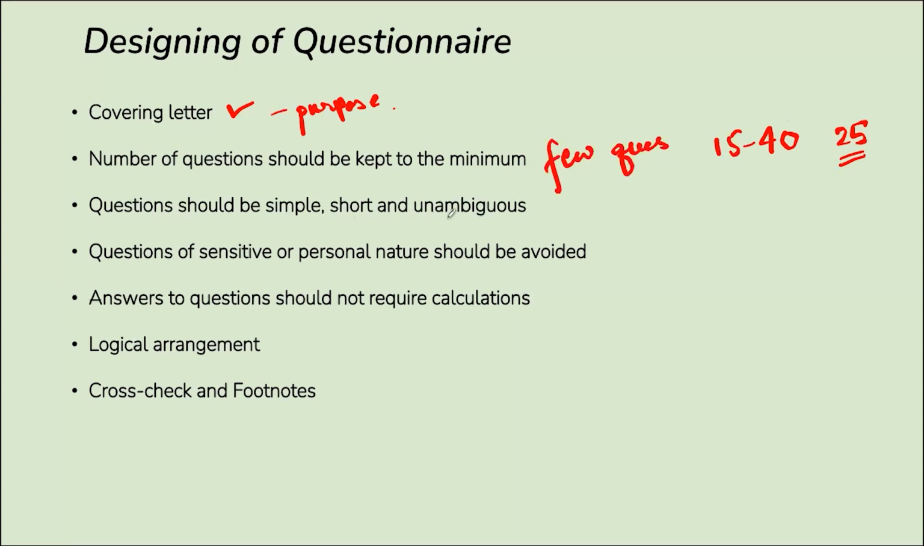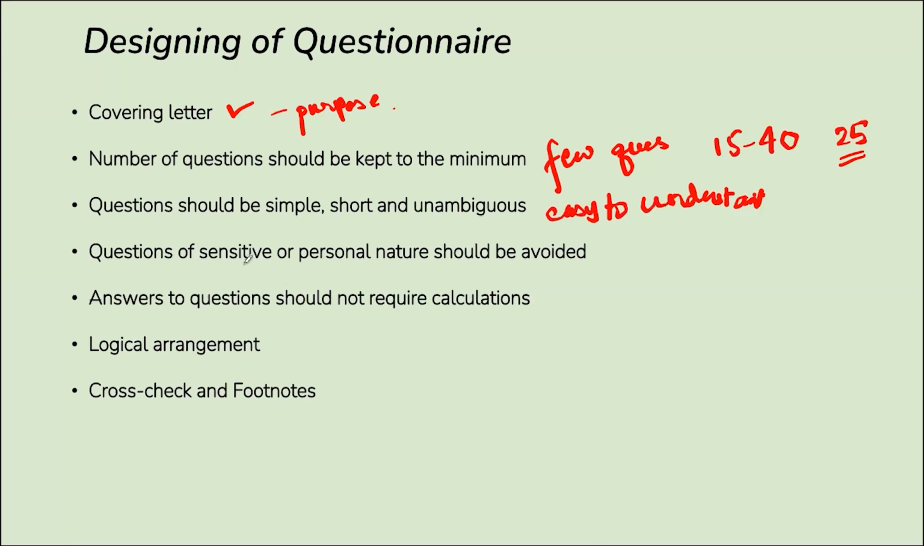The questions should be simple, short, and unambiguous. What do we mean by this? The questions should be easy to understand, and should not confuse the respondent. Suppose you are asking the question, are you literate? Different people may have different meanings of literacy. For some it may be the capacity to read and write, for some it may be whether you have a university degree or a college degree, and so on. So instead of asking, are you literate, you should ask whether you have passed high school, graduation, post graduation, etc. Questions can also be of yes or no type or multiple choice, depending upon the requirement of the investigator. So questions should be simple, short, and unambiguous.